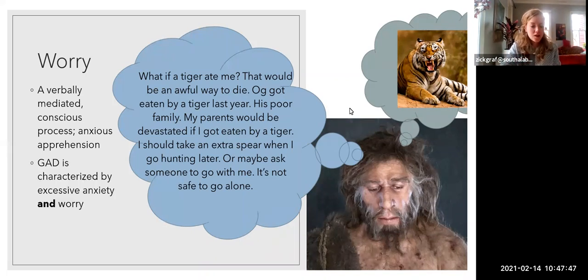Generalized anxiety disorder is characterized by both excessive anxiety and excessive worry. And these two things feed into each other. When we're feeling anxious, we're more likely to engage in cognitive processes like worry. And when we engage in the cognitive act of worrying, it increases our level of anxiety.